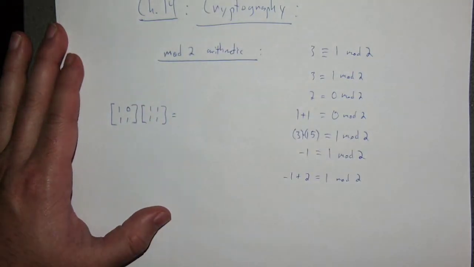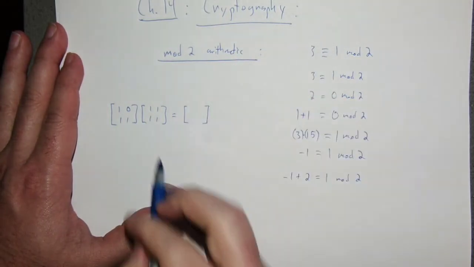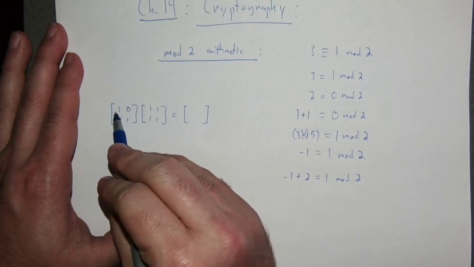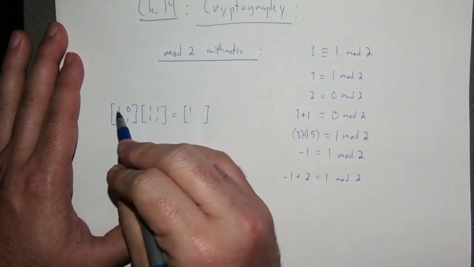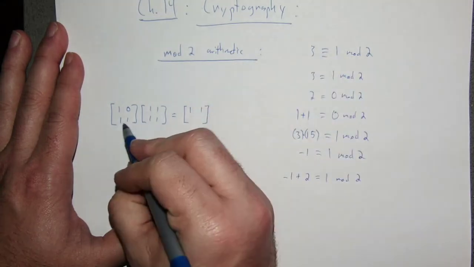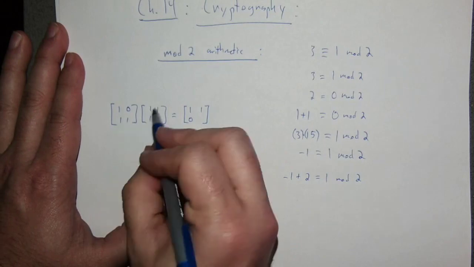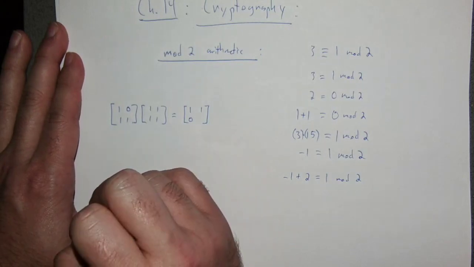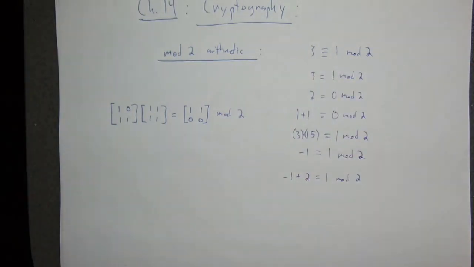If you multiply through that matrix and simplify to mod 2, what would this normally be? This is 1 times 1 plus 0 times 1, so that's 1 here. In this slot, 1 times 1 plus 0 times 1, so that's also 1. Here, this would be 1 times 1 plus 1 times 1, that's 2, but that's 0 mod 2. And lastly, 1 times 1 plus 1 times 1, that's 2, but that's 0 mod 2. So this even applies to matrices.